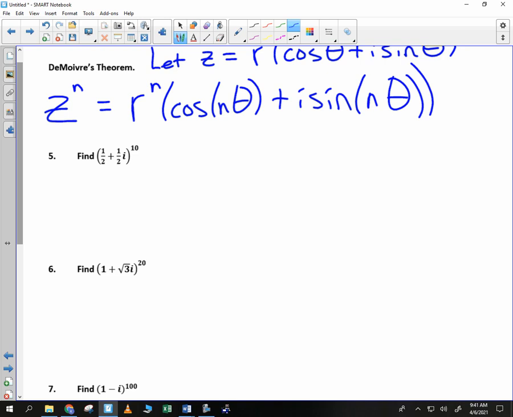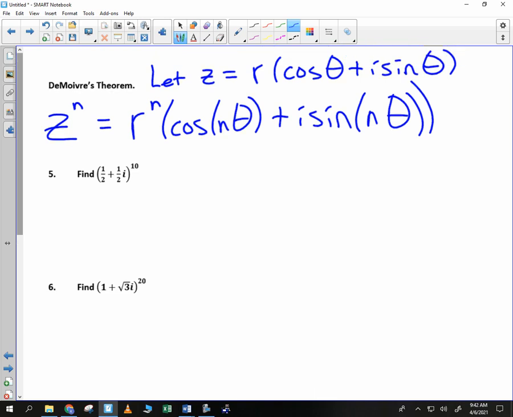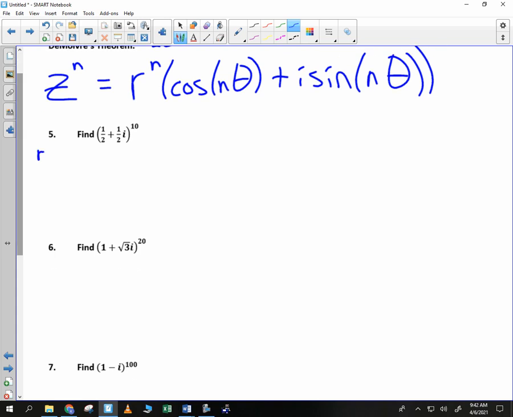It says find 1/2 plus 1/2 i raised to the 10th power. Do we all agree that multiplying that out 10 times would take a lot of time? So let's not do that. Let's use DeMoivre's theorem instead. It says first put it into trigonometric form and then just do this thing and you'll be fine. So let's first convert this into trigonometric form. In order to do that, we need to find R. We need to find theta.